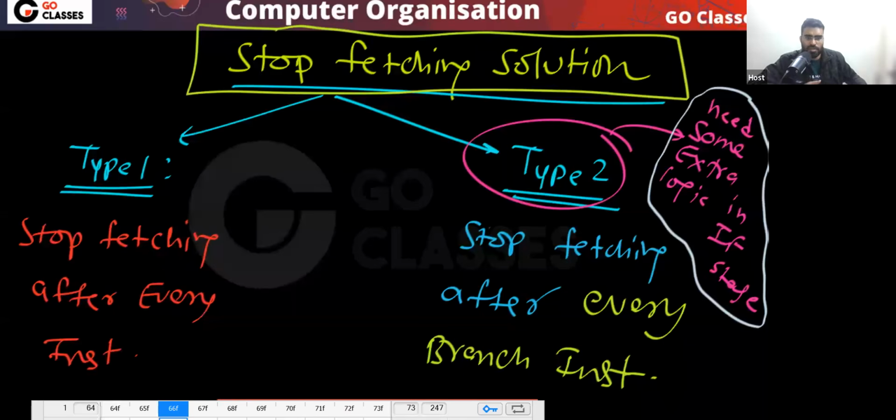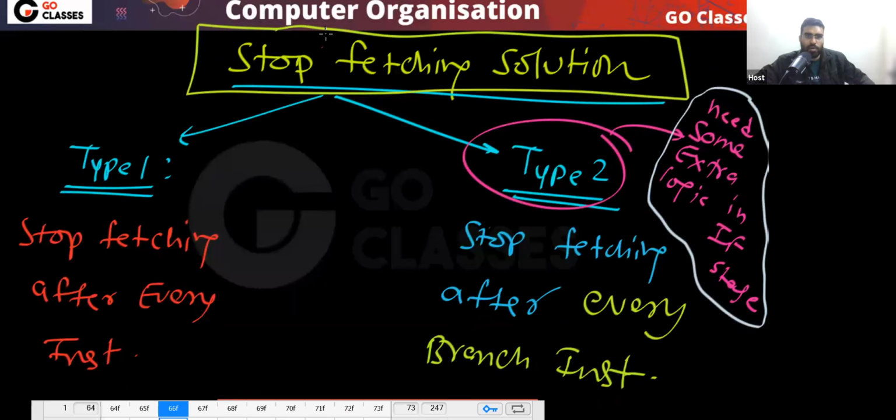Did you understand the stop fetching solution? The first solution. Did you understand type 1, type 2? Tell me. Stop fetching solution, type 1, type 2. Understood? Very simple, right? So now let's move on. So you can see that this is your solution.